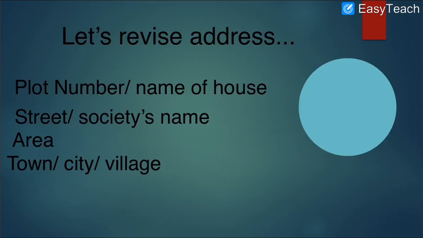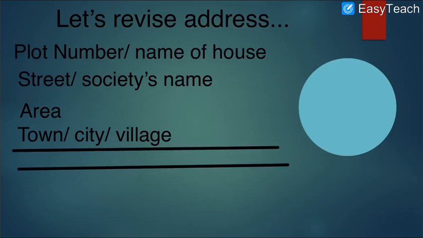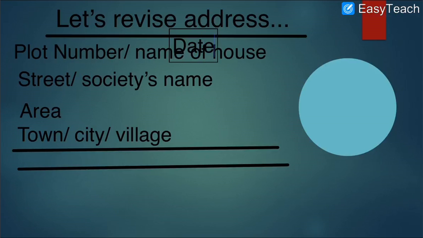Okay, now as we have done this, let me explain. After writing the address, you have to leave one line and then you have to write the date here. So in your book also, where you have written these 4 things of address, you have to leave one line and then write the date. I hope you are writing, students.